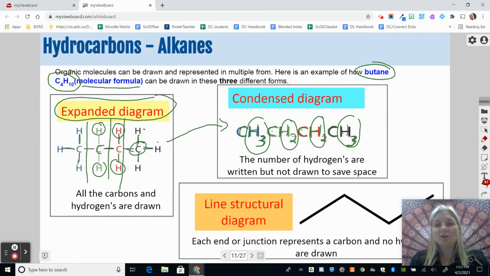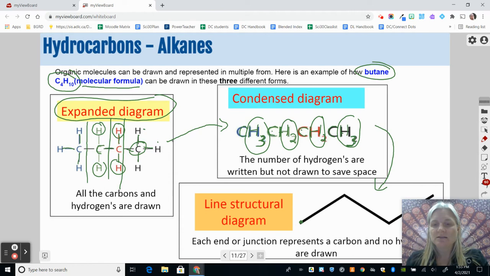Okay. Then you can save even more space using these line structural diagrams. They're kind of funny. So at the end of each of these lines, and every bend, you know there's a carbon there. That's what you need to understand. And they're going to be fully filled with hydrogen. So we don't draw any hydrogens in a line structure diagram. We just draw the carbons, and whether the bonds are single or double. In this case, they're all single bonds. So all single bonds, and we assume when we draw it like this that the hydrogens are filling up all the rest of the bonds on each carbon.